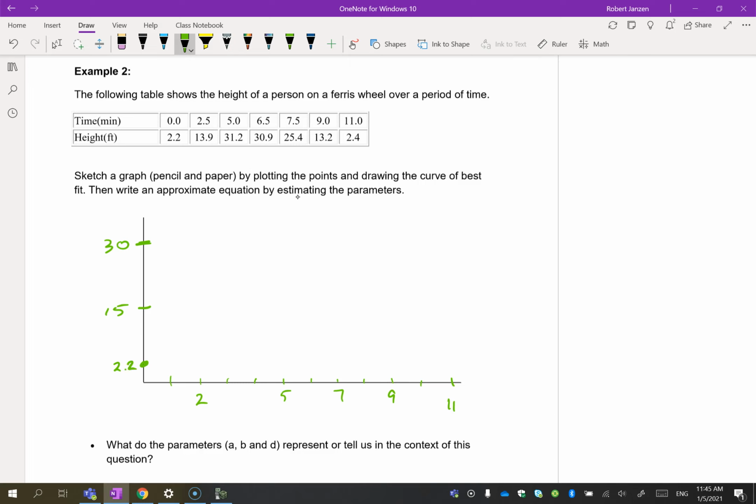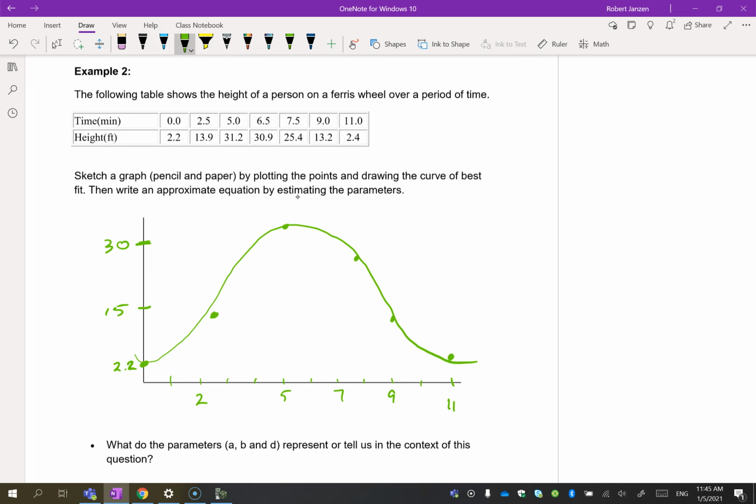Then at 2.5, it's going to be at 13.9. You could be as accurate as you want with this. There's 31.2. Then at 7.5, it's 25.4. At 9, it's 13.2. And at 11, it's 2.4. Those aren't exactly the same, but you can see this is still a sinusoidal graph. It looks something like that.